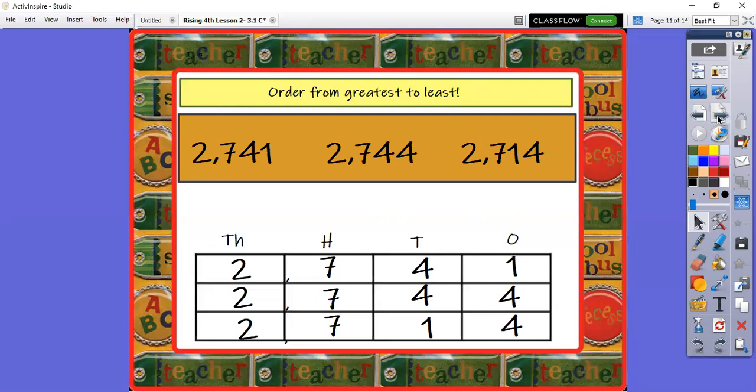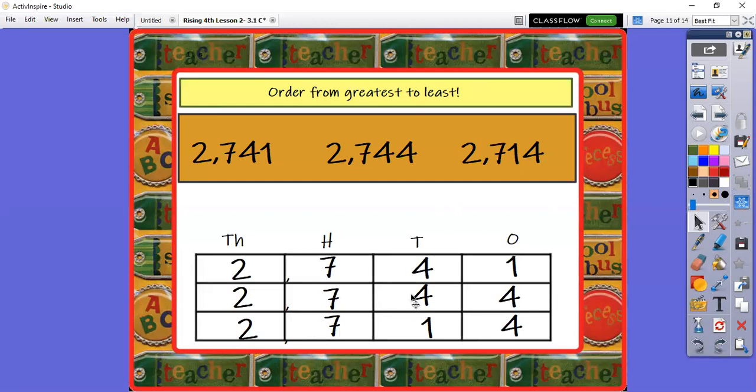All right, so I can see that all three of these numbers have a 2 in the thousands place. That is the place with the highest value. So if they all have a 2, then I need to go where? That's right, I need to go to the place with the next highest value, which is the hundreds place. And I can see, whoa, they all have a 7 in the hundreds place. So where do I need to go now? That's right, I need to go to the place with the next highest value, which would be my tens place.